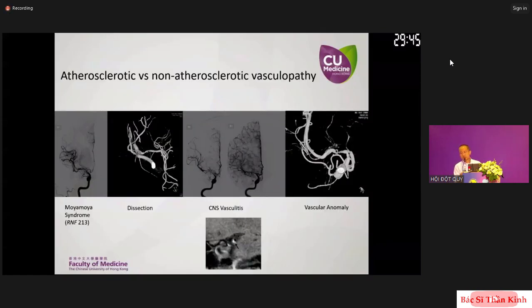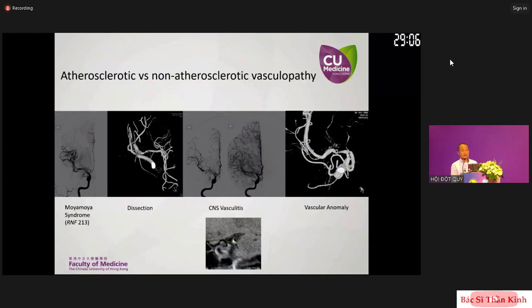So it's very important to emphasize at the beginning that not all indicators of diagnosis are arteriosclerosis. I can show you some examples here. On the left-hand side, you can see Moyamoya syndrome, very common in Asians, associated with mutation in the RNF213 gene and developmental. The patients may get progressive stenosis of the distal internal carotid artery or middle cerebral artery.